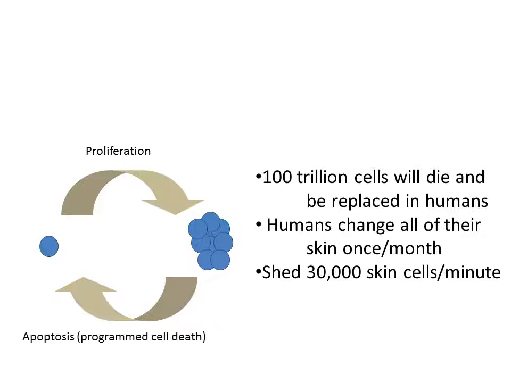For the average human, some 100 trillion cells will die in the process of their lives. We change all of our skin once a month. So that is a lot of proliferation and a lot of cell death that has to take place just within our skin. We are shedding something along the lines of 30,000 skin cells per minute. So with regards to our skin, we are constantly regenerating cells.